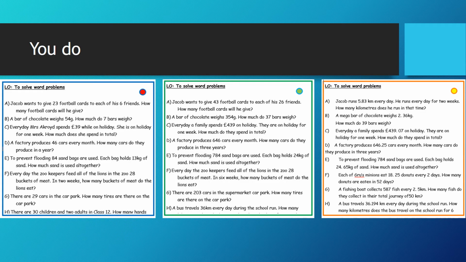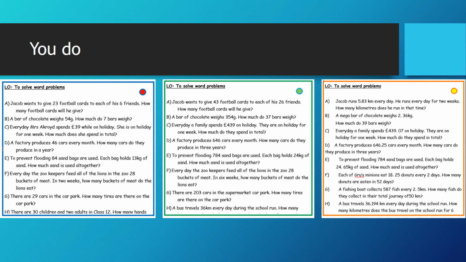Right, today we are looking at word problems. Okay, so have a read of the question. So I'll just go over the first question for each of these, and we're looking at Jacob. Okay, on the red group, Jacob wants to give 23 football cards to each of his 6 friends. How many football cards will he give? So what you've got to do there is 23 times 6.